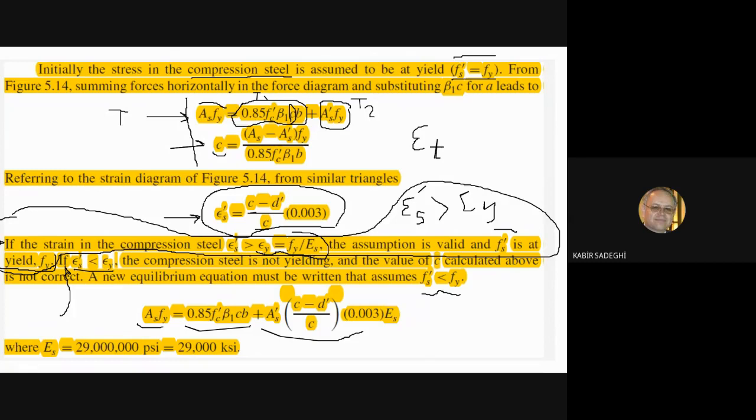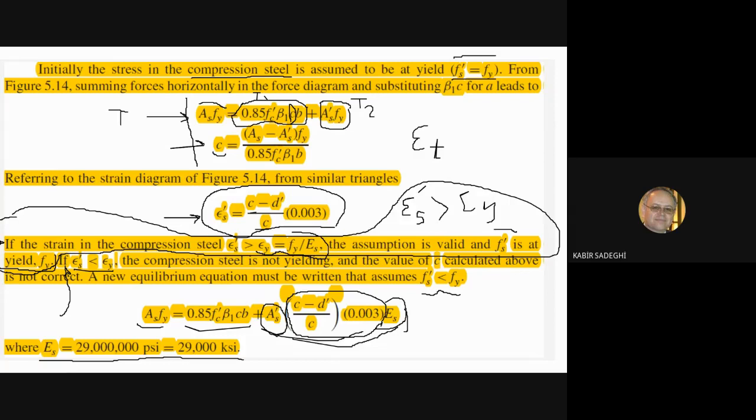you remember that here we considered the value of, this was epsilon prime s times ES. This is the stress at compression steel times As. It gives us the tension force. When we apply the second one, please keep in mind that the value of modulus of elasticity of steel ES equals 29 million psi or 29,000 ksi, kips per square inch.